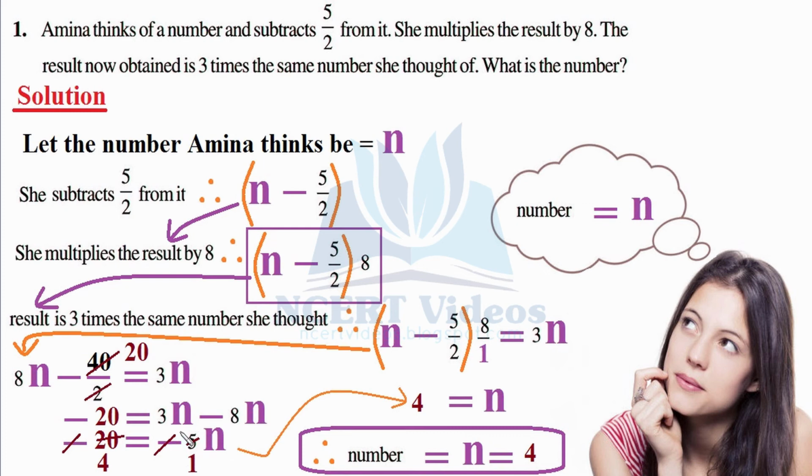We have a cancelling opportunity. Negative can be cancelled with negative, and 1 5 is a 5, 4 5 is a 20. With this, we have separated our variable n. Due to space issues, we are writing here. So we have n on the right hand side equal to as it is. On the left hand side, we are left with 4. Therefore, the number that is equal to n, whose value is equal to 4. And with this, we have successfully found the number which Amina assumed. Therefore, the value of the number equals 4.